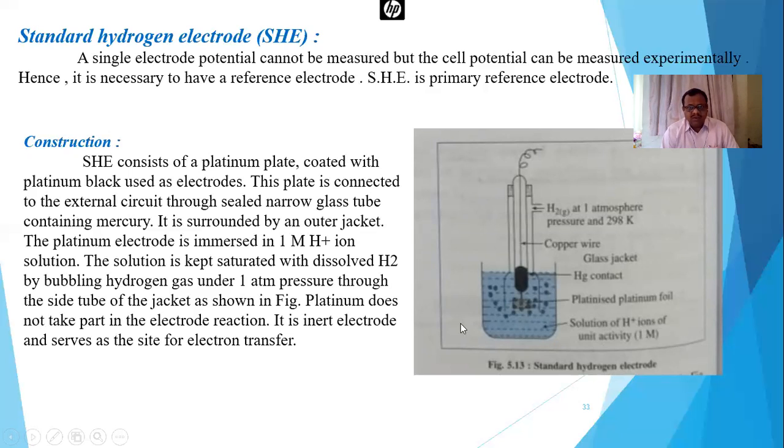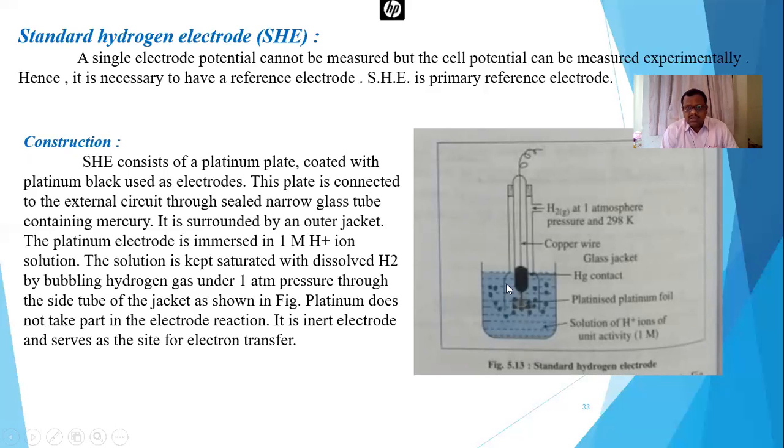Look at this diagram. This is the diagram of a standard hydrogen electrode. Let us discuss the construction of this standard hydrogen electrode. It consists of a platinized platinum plate which is coated with platinum black, and this platinum plate is connected to the external circuit by using a copper wire.